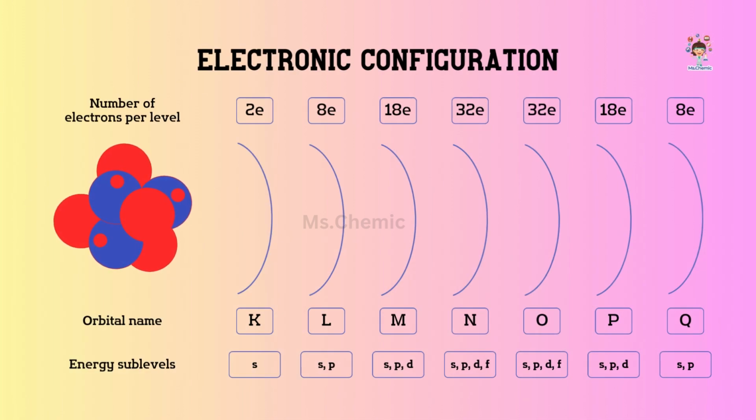Electronic configuration. The diagram shows the number of electrons per level, with the respective orbital name and its energy sublevels.